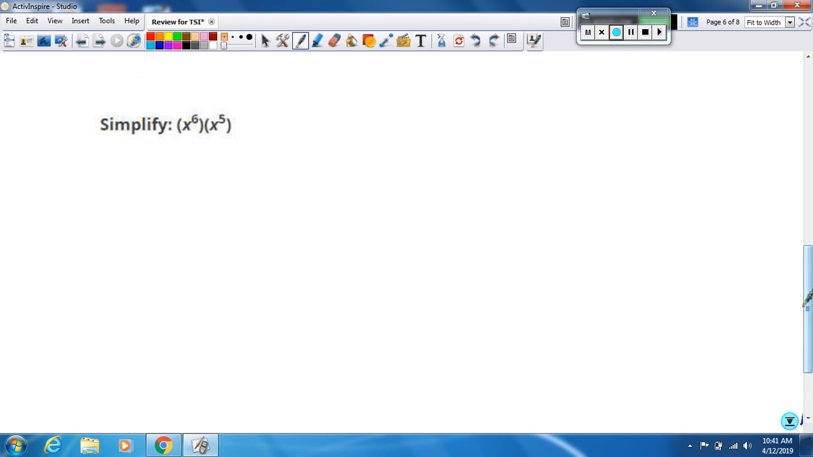Okay, simplify x to the 6th times x to the 5th. It's as simple as totaling everything up here. You have 6 x's here, 5 here. 6 plus 5 is 11. And that one's done.